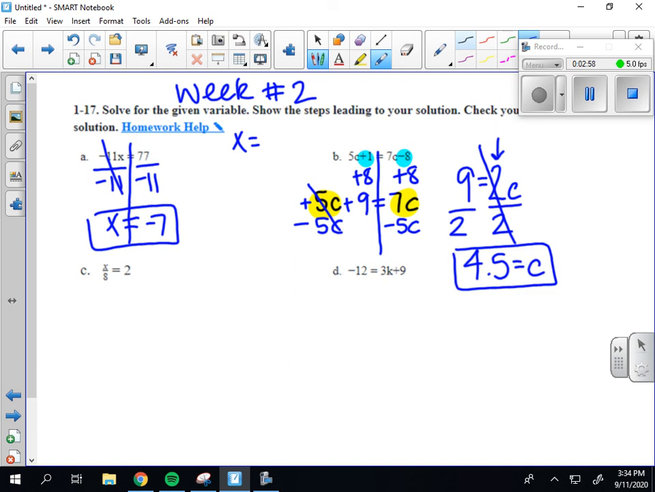Now, I didn't do it on the first one, but if I wanted to check my answer, you guys would plug this into a calculator. 5 times 4.5 plus 1, okay, because I know that 5 times c plus 1 is my original expression. Okay, and you have to see if that equals the other side of the equation, 7 times 4.5 minus 8. If that answer on both sides of the equation is the same, then you've created a true statement because they are equal.